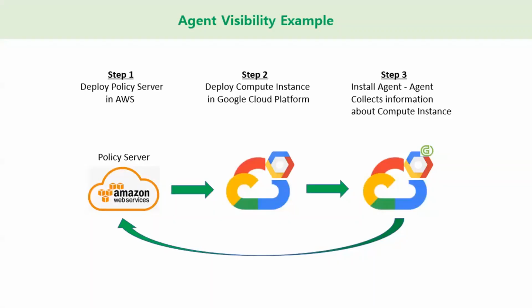And then last, agent visibility. Let's say you have your policy server in AWS, doesn't really matter. You could have Google Compute instances with the agents installed and still get that information reported back to your policy server. So a cloud, multi-cloud, hybrid cloud, it doesn't really matter what your environment is. You can use these tools to gain visibility.